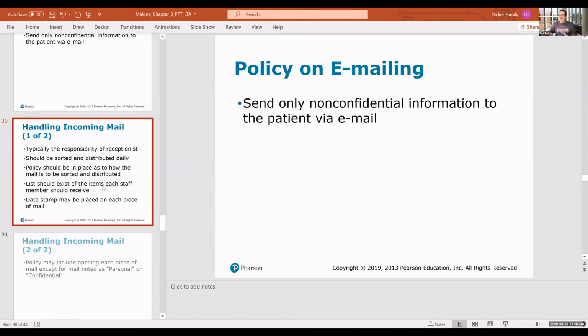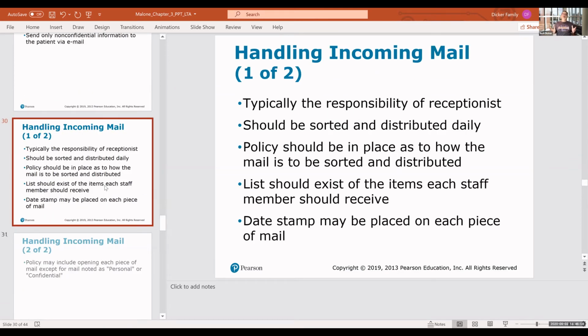Okay, handling incoming mail, trust me, we get a lot of mail in the doctor's office. Sometimes we receive checks from insurance companies, bills with checks in them from patients. We receive correspondence from other doctors where we've sent a patient to see them. They dictated a note after the visit. Maybe instead of faxing it to us, they sent it via mail. So we get a ton of mail on a daily basis in the doctor's office.